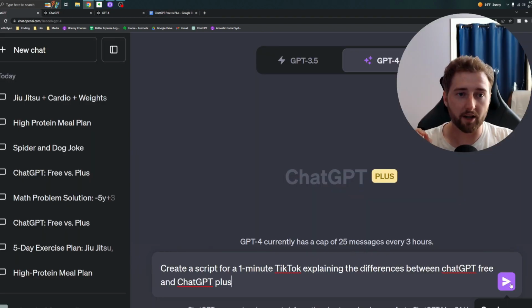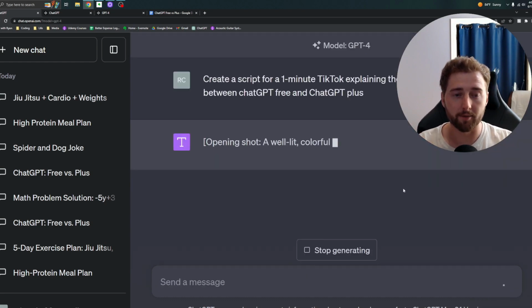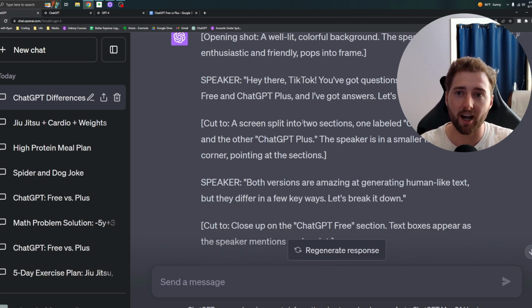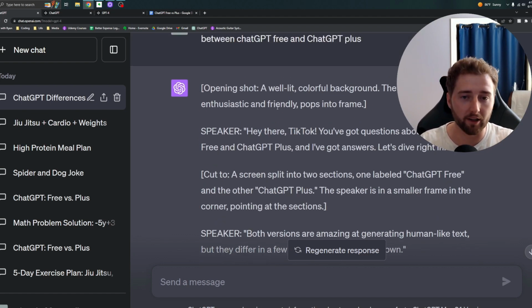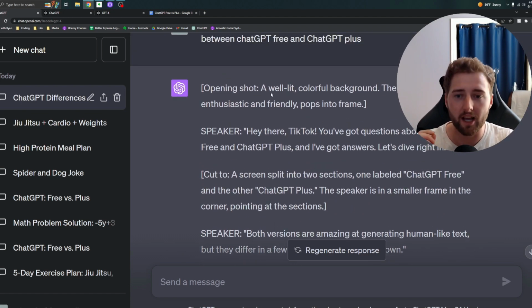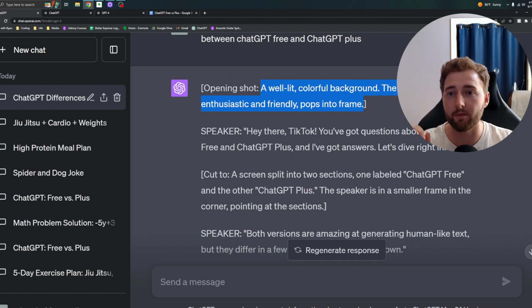And now let's have GPT Plus create a 1-minute TikTok script. And once again, the paid version of GPT Plus does seem to have a much nicer script and answer, a little bit easier to digest what it's trying to say in this script. And I like how it describes a little bit more about some of the visuals that would be added into this script. So I think this is a pretty good example of how GPT Plus can be a little bit better than the free version.